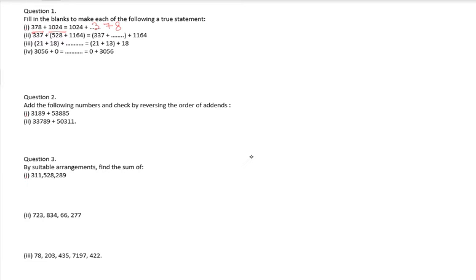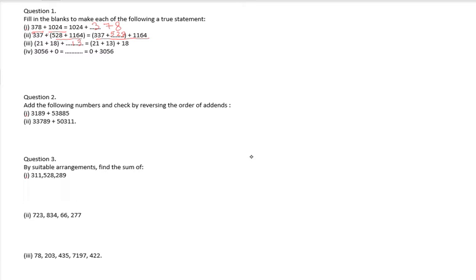The next is three numbers, and there is an association between 528 and 1164. So I can easily find out that on the right side of the equal to sign there is 528 missing. So 528 is put in the blank to make this statement true. In the same way, part 3, the answer would be 13. 21 plus 18 plus 13 is equal to 21 plus 13 plus 18.